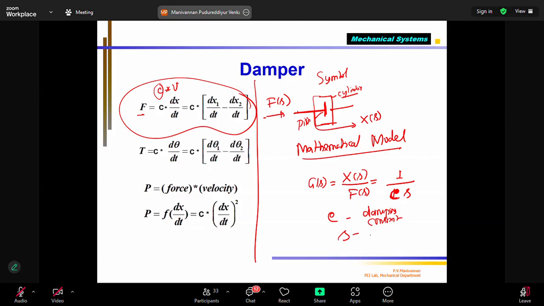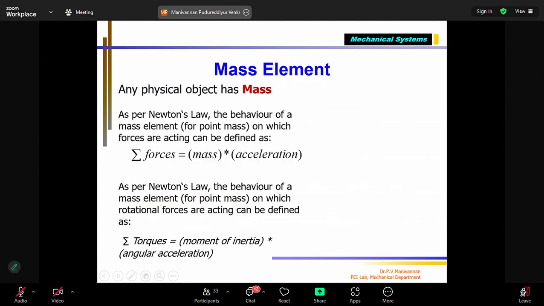S is called the Laplace variable. This is called the transfer function of the damper. This is called the mathematical model or transfer function of the damper. Okay. Next, we are going to see the mass element.